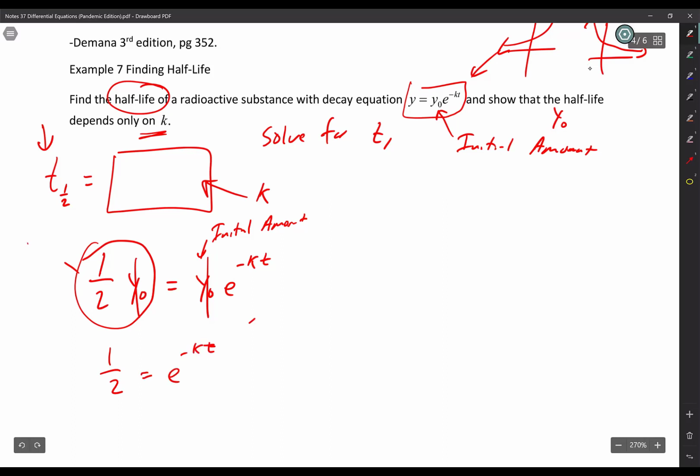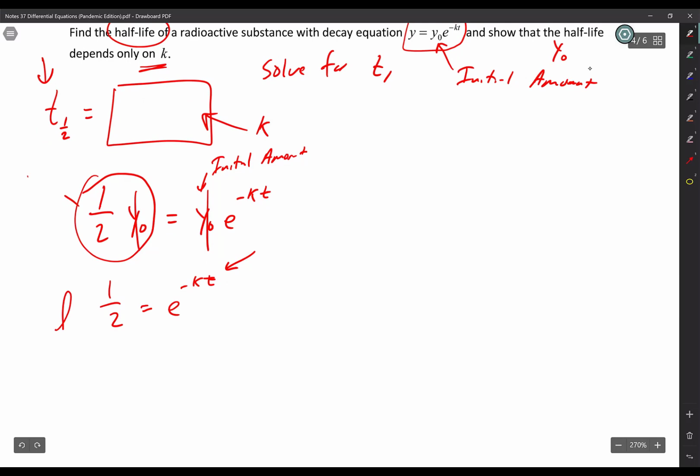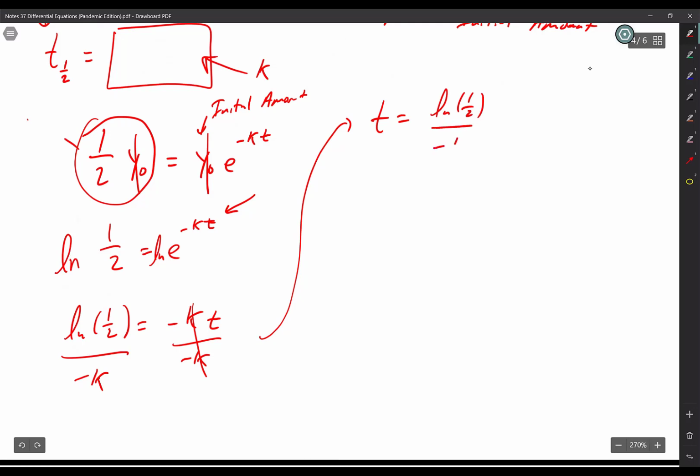And then what I'm trying to do is bring the negative kt down. So all I got to do is put a what on both sides? An ln. When I do that, I'm going to have ln of half equals negative kt. And look at that. I'm just going to divide by negative k. And there it is. Well, I'm going to write it better because this is probably not the formula you see in the textbooks. So ln of a half divided by negative k.